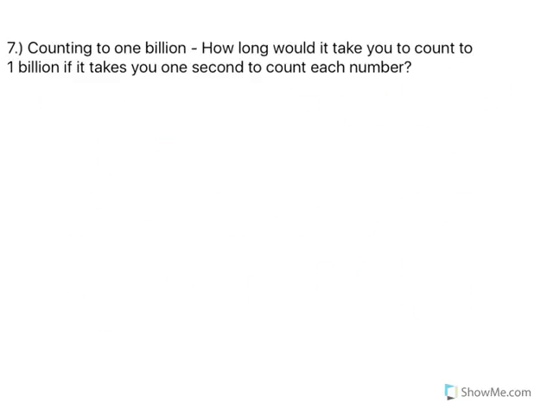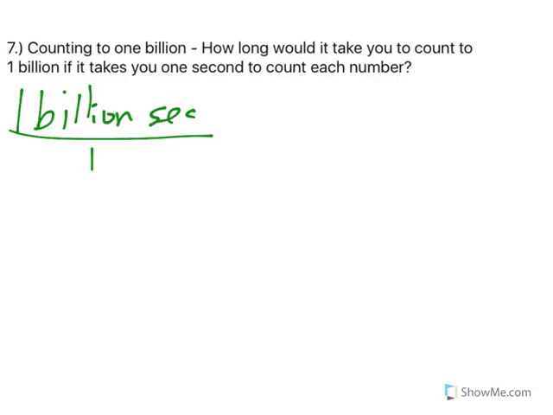Okay, let's go to number 7. Counting to 1 billion. How long would it take you to count to 1 billion if it takes you 1 second to count each number? Now, the easy answer is 1 billion seconds. And that's legit, right? It's going to take you 1 billion seconds. But I can't comprehend how big that is.